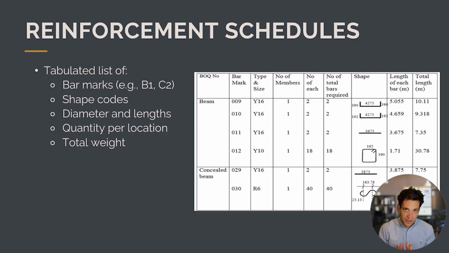Now, the last form of document, in addition to the drawings, will be a reinforcement schedule. So in some instances, you might have the reinforcement layout drawings, but you might send these to a supplier to do the scheduling. So a schedule is basically a list of all the different types of bars and the quantities that you need them in. They'll show you the bar mark, so they might give a code to all the different types of bars, the different shapes, the diameter and the lengths, the quantity per location, and the total weight.